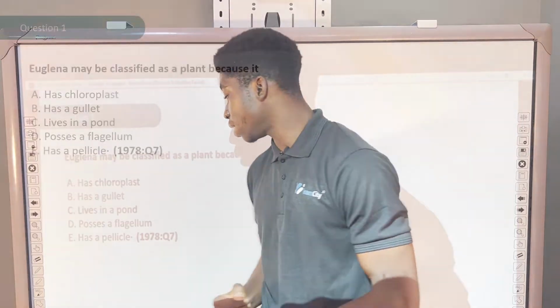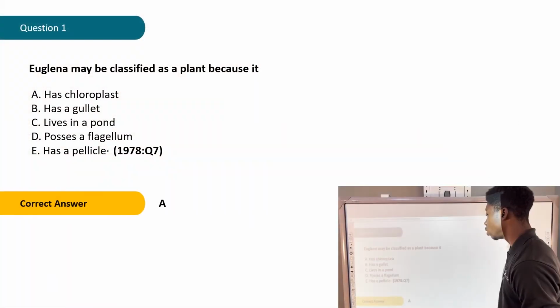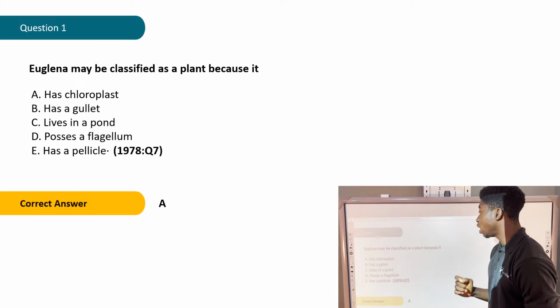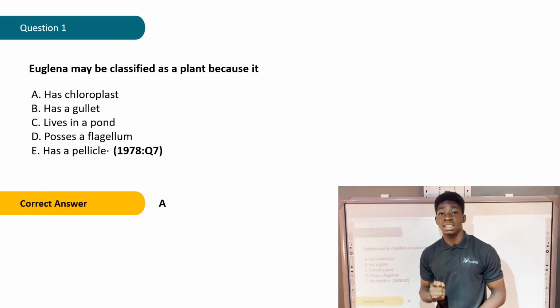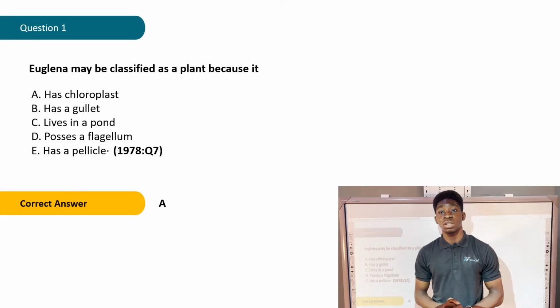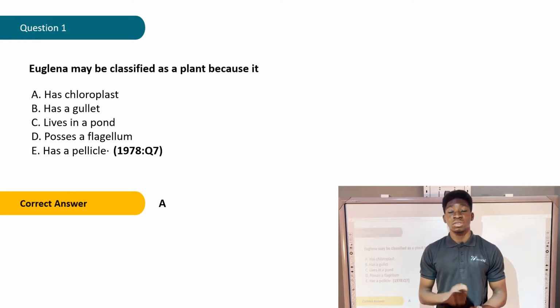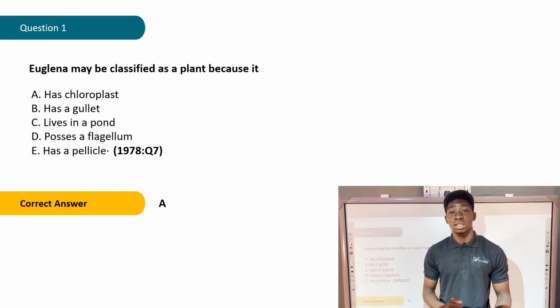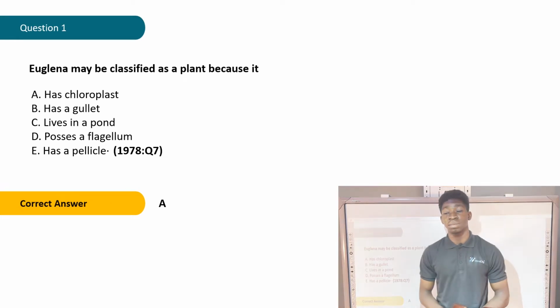Okay, now let's see what the answer says. The correct answer is A, has chloroplast. The correct answer is A because among all the options there, chloroplast is the only feature that is peculiar to plants. Green plants particularly have chloroplast, which aids them in photosynthesis, and that is why Euglena can be classified as a plant.